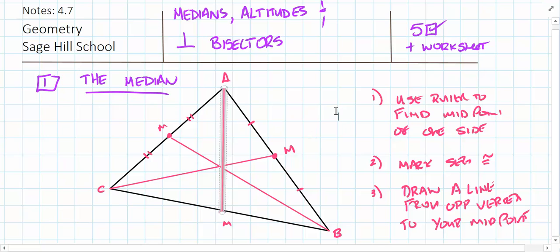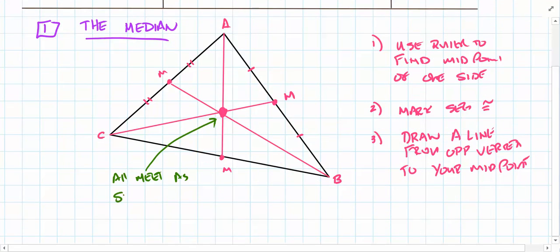And if you do this correctly, they should all meet at a single location. If you measure correctly, they all meet at a single point. So that's a good clue that you're doing it correctly. Each one of these is called a median.